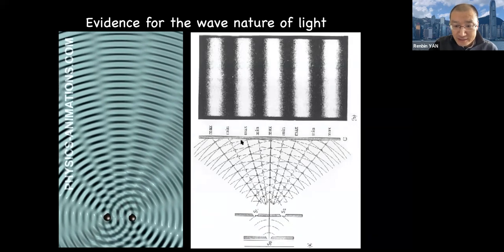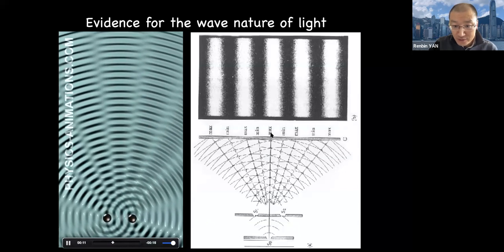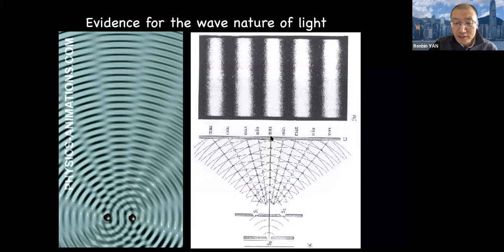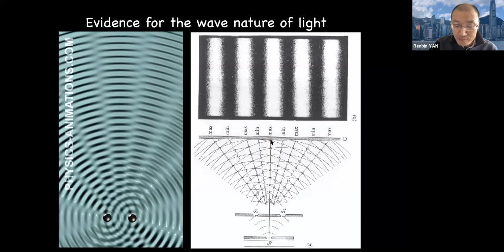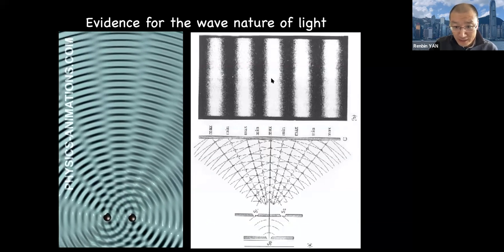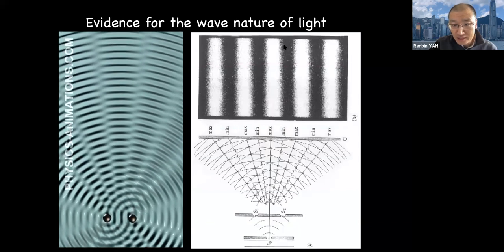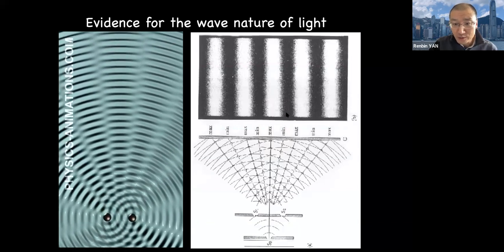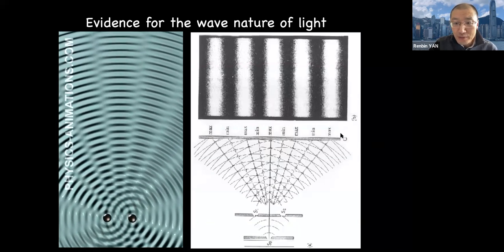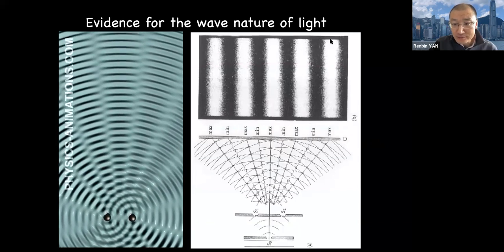And so just like water waves interfering with each other, they can also interfere with each other. And at these locations, you will have the two waves interfere constructively. That means the vibration will add up, and you have really bright light. But at these locations, the waves will cancel out each other, so you have almost no light at those locations. So on this screen, if this is a photographic film, then you can actually record these interference patterns.